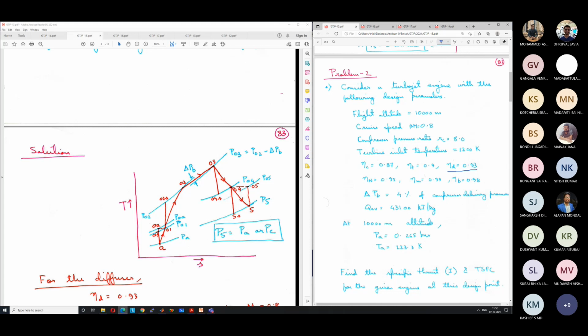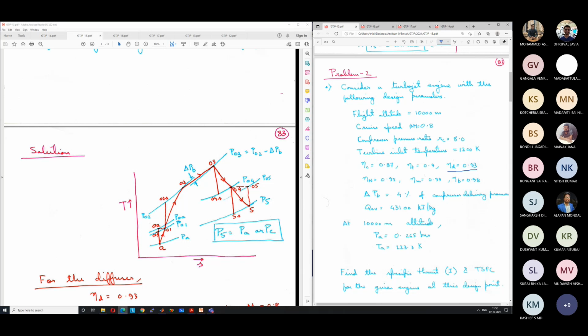So we will be able to find P01. Okay, we will see how to do that. We will be able to find P01 based on T01 and diffuser efficiency. I think a similar problem I had given in the exam also. So based on diffuser efficiency, how to find pressure.